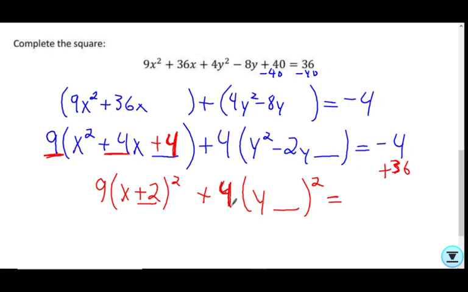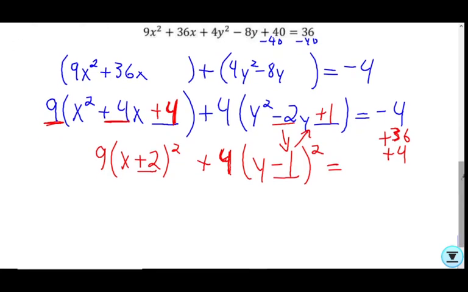Now we're going to do the same thing here. We're going to take negative 2 divided by 2, and we get negative 1. Then we're going to square it and put it here, plus 1. And so we have 4 times 1, so we've added 4 to this side, and we also have to add 4 to the other side.